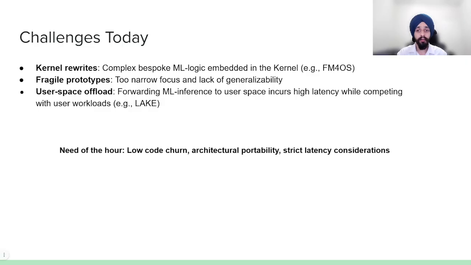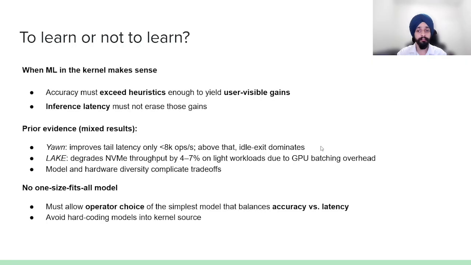This leads us to our key requirements. We need minimal code churn. Kernel rewrites are just not realistic. We need strict latency guarantees. Every microsecond matters. And we need architectural portability. Solutions must survive across hardware generations. This is where eBPF comes in. eBPF is already widely used as a safe, dynamic, and hot swappable mechanism for extending the Linux kernel. Our insight is that it can also be the substrate for ML inside the kernel.